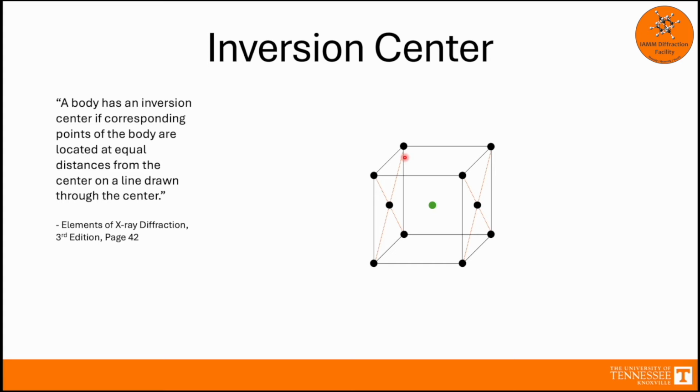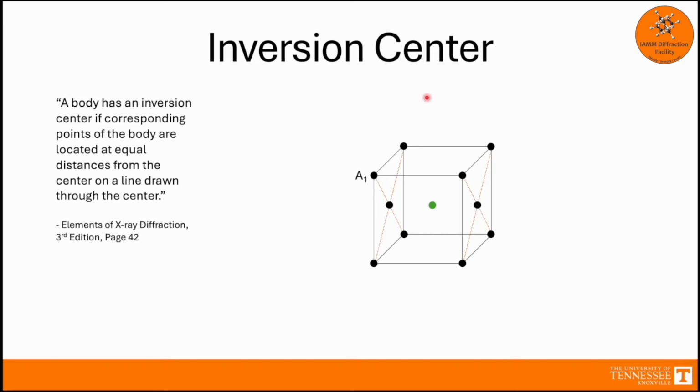Moving on, let's look at inversion centers. A body has an inversion center if corresponding points of the body are located at equal distances from the center on a line drawn through the center. So what does all that mean?